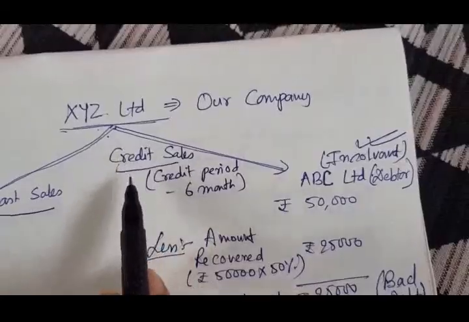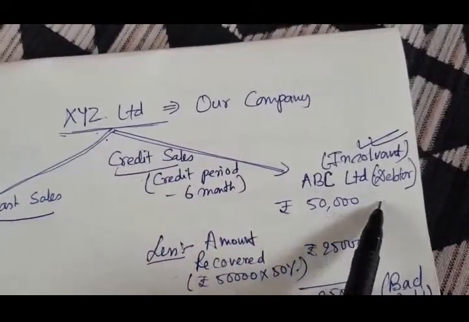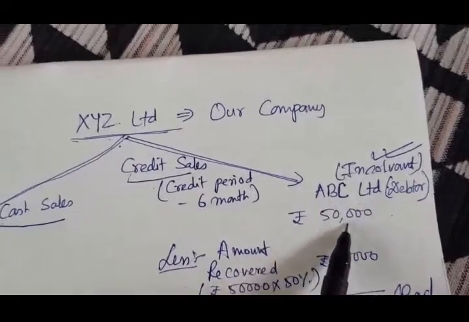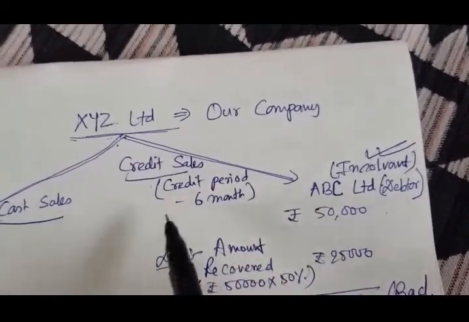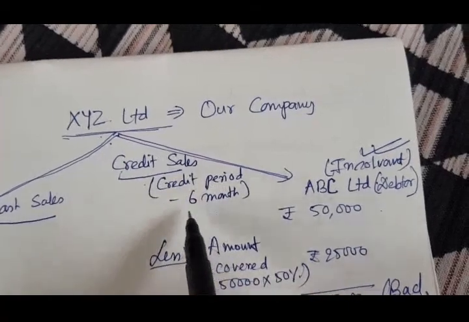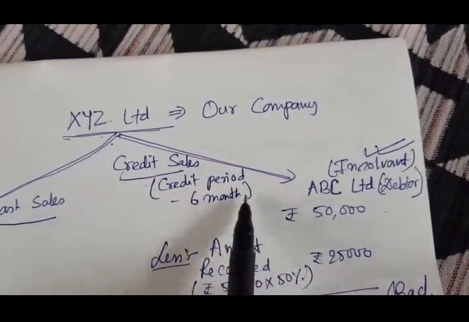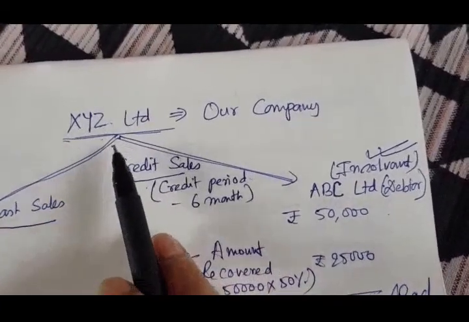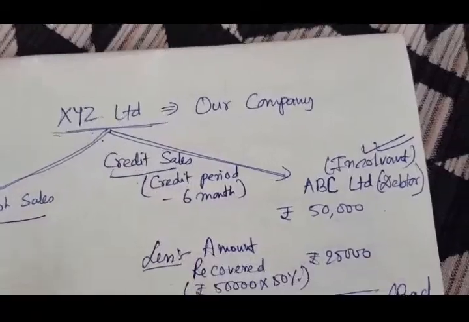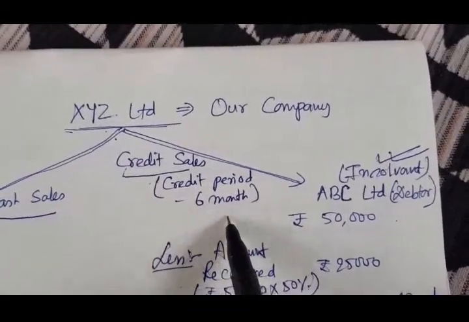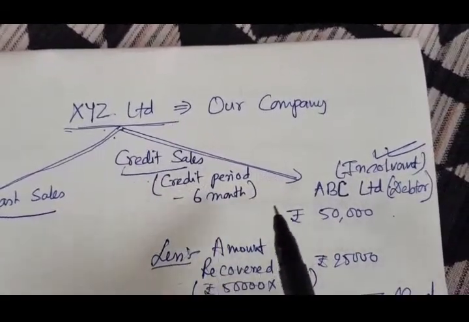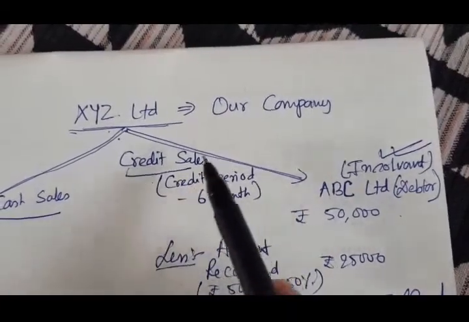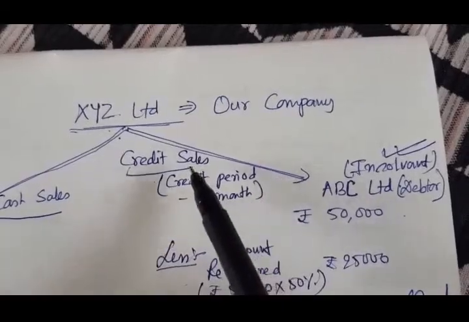Now XYZ Limited has made a credit sale to a customer called ABC Limited, worth rupees 50,000. Understood? And given a credit period, meaning a time period of 6 months. That means within 6 months, ABC Limited has to pay 50,000 rupees back to our company. When some time is allowed like this, it is called a credit sale. Here the settlement of money is not taking place immediately. That's why it is called a credit sale.